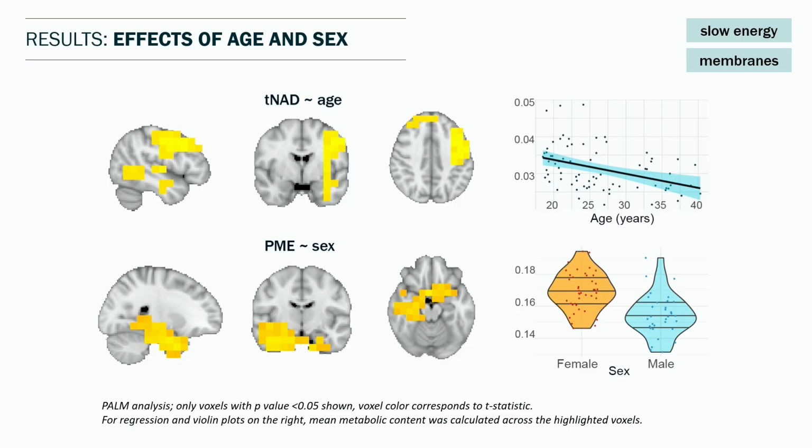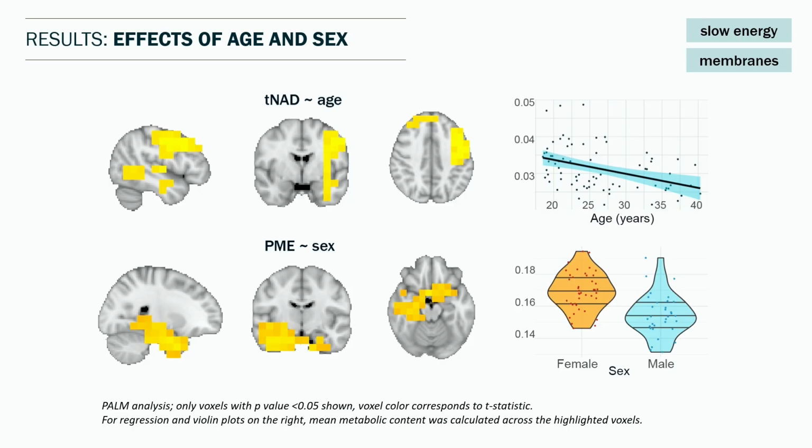So even within that limited age range, we already see a decrease in NAD, but not in ATP, for example, which has been known to decrease with age in a somewhat older sample. So I think this is quite interesting, that maybe NAD is more susceptible to age.